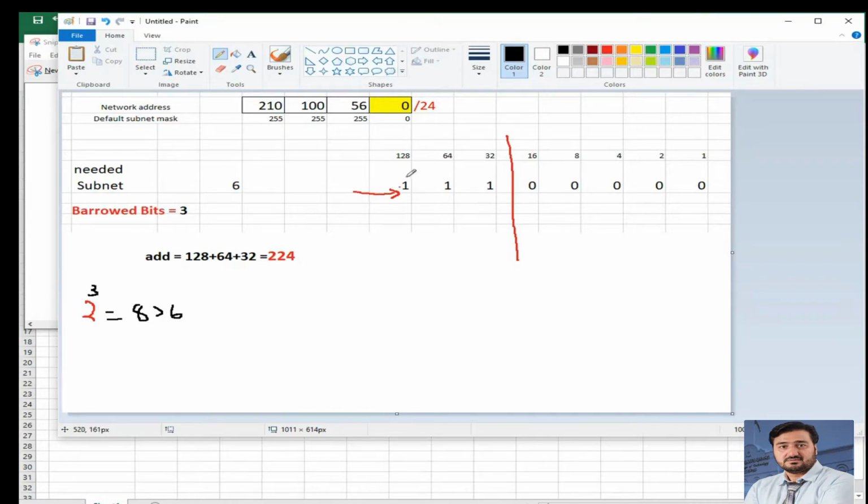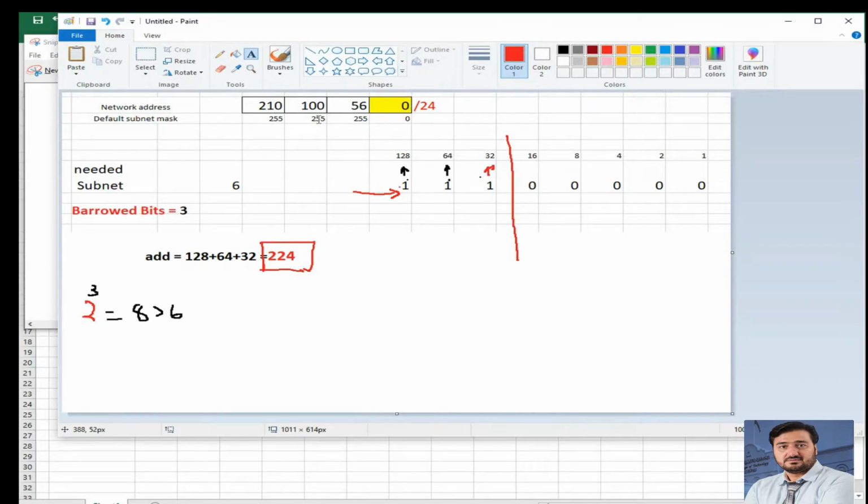That is why we borrowed 3 bits, 1, 2, and 3, and we add the value of each bit here. So this is the value of this bit, this is the value of this bit, and so on. So we added 128, 64, and 32, and it becomes 224. Now this is our customized subnet mask.